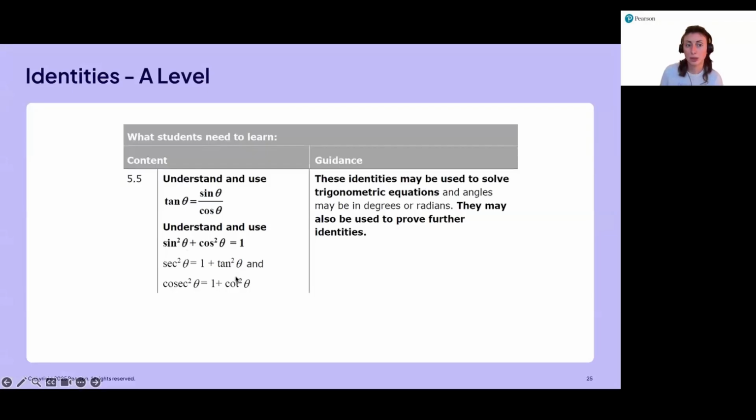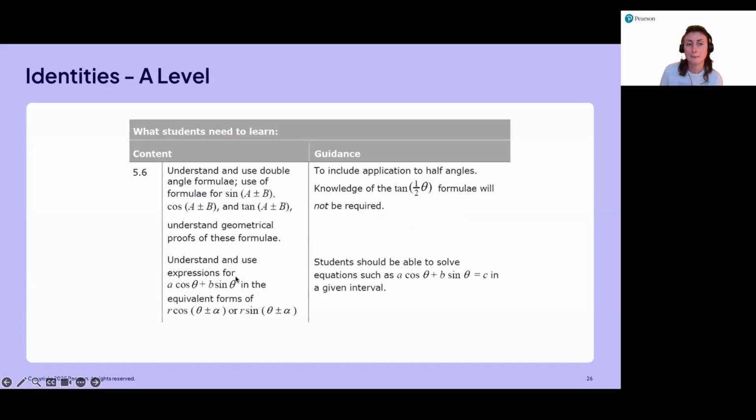Now moving into year two or A level, again, we've got the specification. Noticing the bits that aren't in bold are our reciprocal functions, reciprocal identities, and we've got radians as well. Here we have the double angle formulae, and then these can be applied to understand and use expressions for A cos theta plus B sine theta in the equivalent forms of R sine or R cos. I call this the R method informally with my students, but you can give it a name.